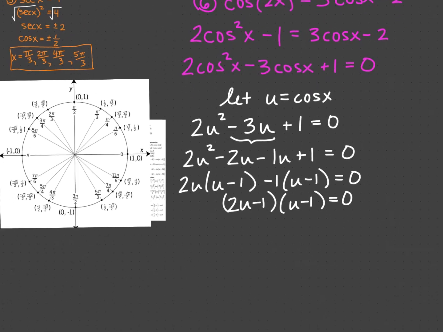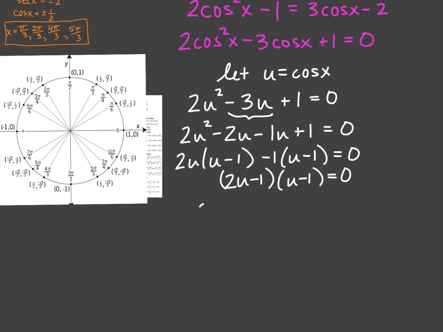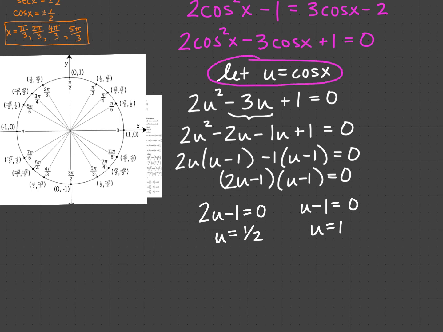So solving for u, we'll set each factor to 0. We'll have 2u minus 1 equals 0, and u minus 1 equals 0, so u equals 1/2, and u equals 1. Now what we're going to do is actually back substitute. We let u equal the cosine of x to make factoring simpler. Did we have to do that? We didn't, but it makes the factoring a lot simpler. Now I'm going to back substitute and put back in the cosine of x for u. We're just going to go backwards. So we'll have the cosine of x equals 1/2, and the cosine of x equals 1.